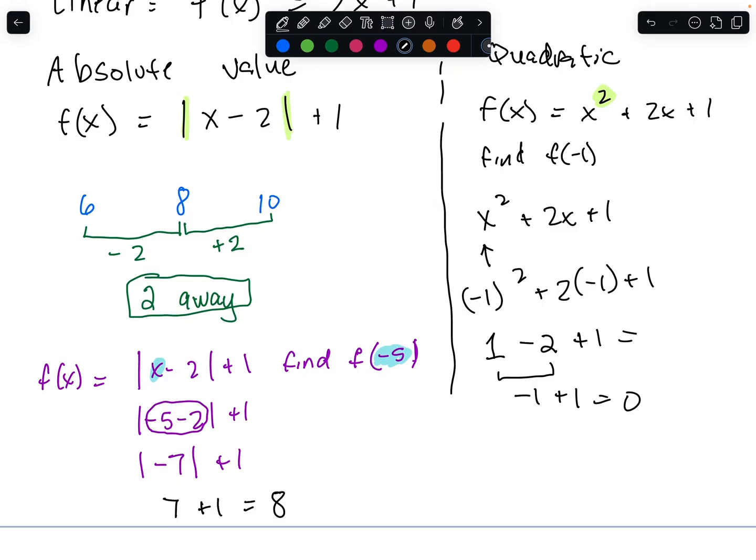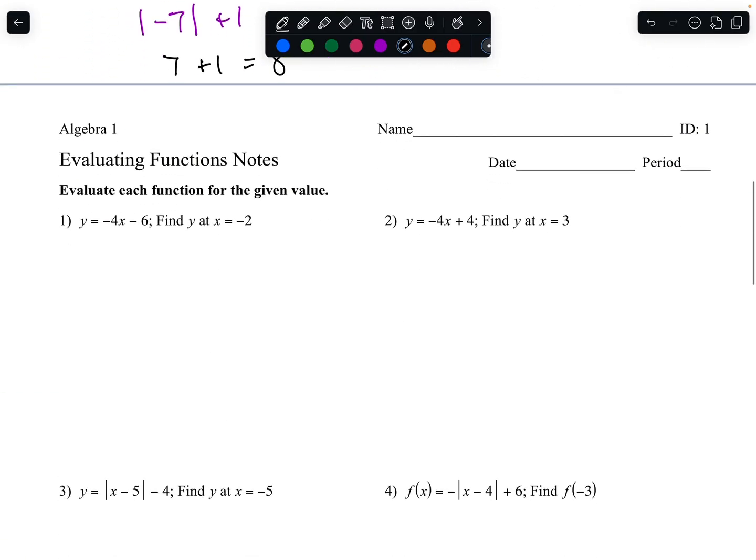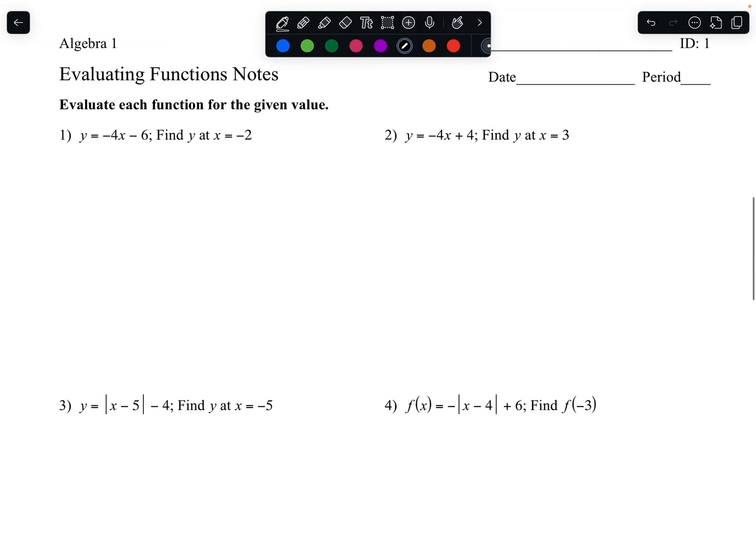So we're going to do a couple more of these examples here right now. So absolute value, remember, is no matter what is inside those bars, you make it positive. And when you have a quadratic, all that means is that there's a squared. Anytime you have something squared, you multiply it times itself. Okay, let's get into some of these questions. And this is what you'll see in your work for the week, okay?